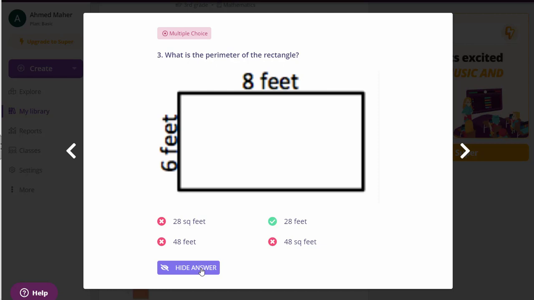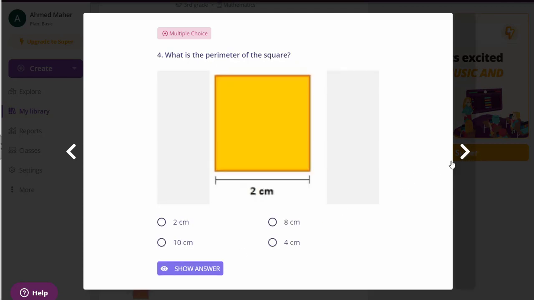28 feet. Okay, try with me, my hero, the next question. This is a square with side length 2 centimeters. Khalid, mute your mic. What is the perimeter of the square? It's 8 centimeters. Excellent. Thank you, my hero. Great work. Thank you, Al Hassan.